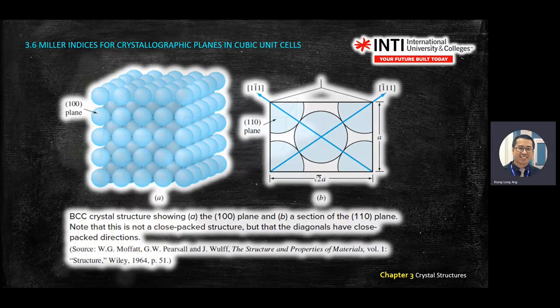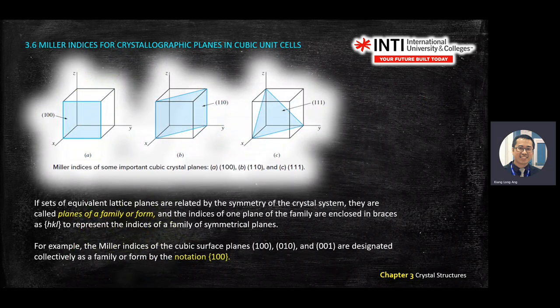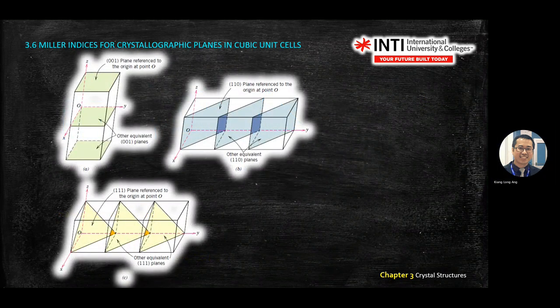Okay. So I move very fast. Okay. So some textbook they use this analysis, they use 0 0 1 plane. What does it mean? 0 0 1 plane means they move from the base one unit up to the Z. This one. Then this one 0 0 0. This one equivalent planes also same. 0 0 1 and so on.